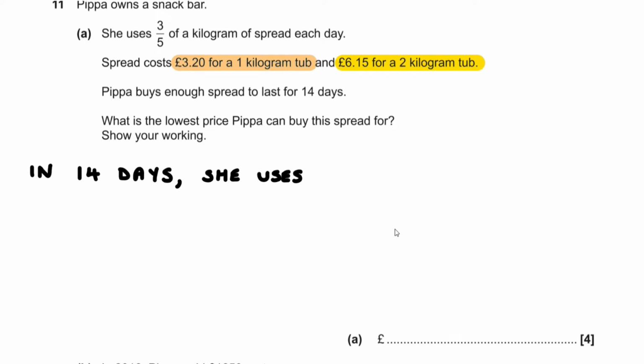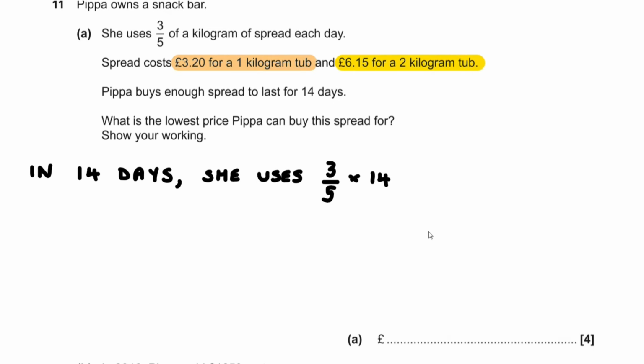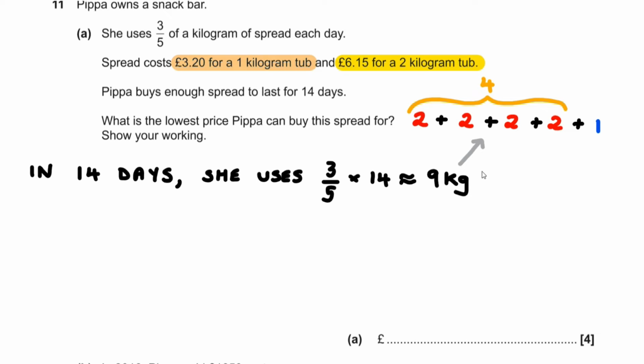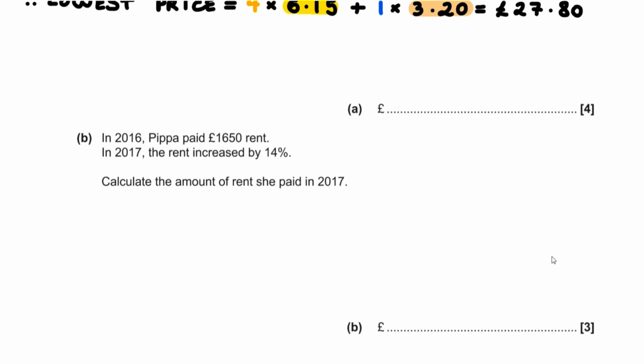Now, in 14 days, she uses 3/5 multiplied by 14, and if I work this out, we get 42/5, which is 8.4 kilograms. And this 8.4 kilograms is approximately 9 kilograms. And this 9 kilograms I can split up as 4 2s plus a 1. So for the cost, we've got 4 times the 6.15 plus 1 times the 3.20, which gives us £27.80.